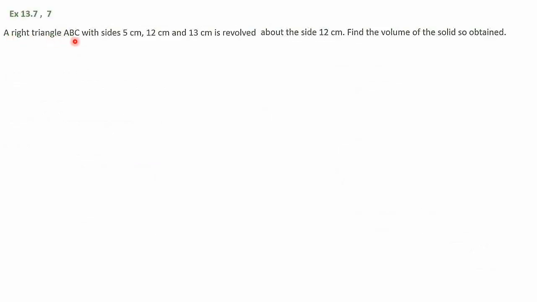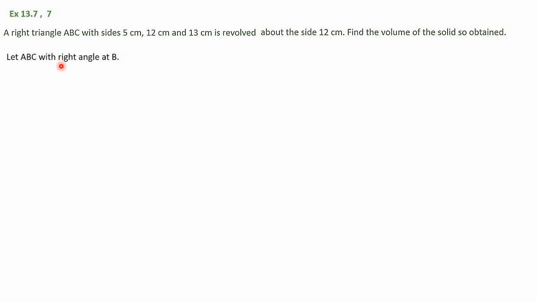A right triangle ABC with sides 5 cm, 12 cm and 13 cm is revolved about the side 12 cm. Find the volume of the solid so obtained. There is a right triangle given to us, sides 5, 12 and 13. The action given to us is, we are asked to revolve about the side 12 cm. Means we have to fix that side length 12 cm. Then we have to rotate the triangle. And when we rotate, what is the solid we are getting? That solid volume we have to calculate. So let's try to solve this one.